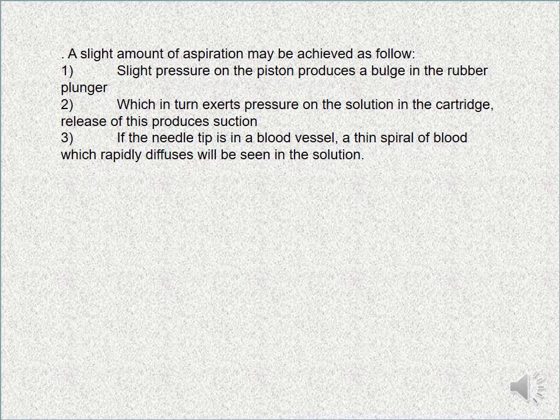If the needle tip is in a blood vessel, a thin spiral of blood which rapidly diffuses will be seen in the solution. A slight press on the thumb ring pushes local solution through the needle, and then pull your thumb back to create negative pressure that draws in any fluid at the needle end. But if there is no fluid, air must enter through the needle and go to the cartridge.